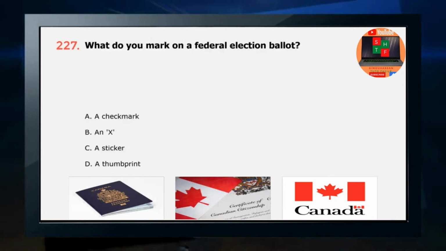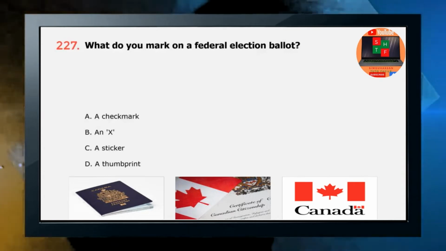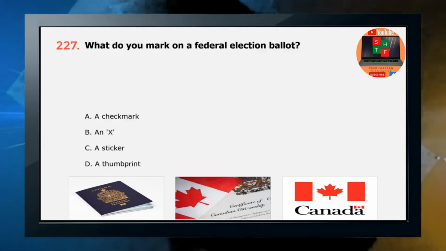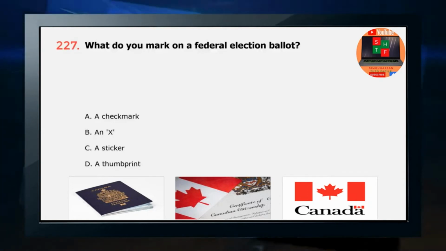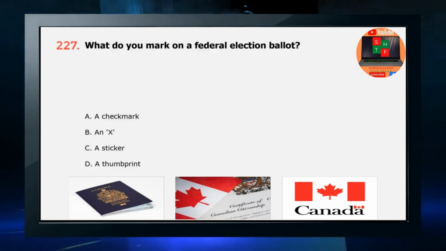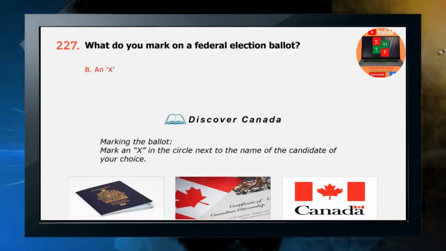Question 227. What do you mark on a federal election ballot? A. A check mark. B. An X. C. A sticker. D. A thumbprint. The answer is B, an X.